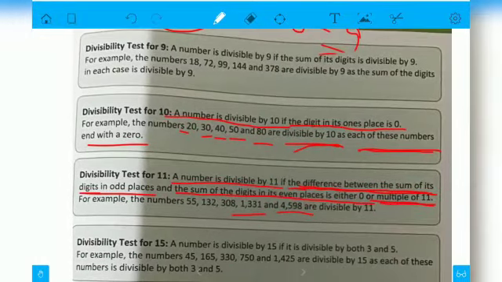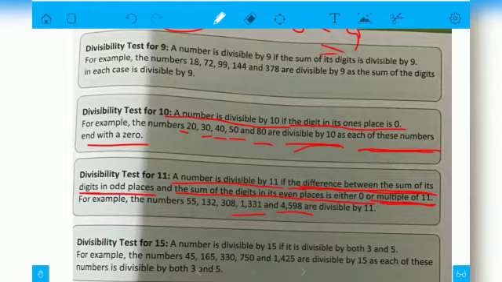Now let's come to the divisibility test for 10. It is very easy. A number is divisible by 10 if the digit in its ones place is 0. For example, numbers like 20, 30, 40, 50 and 80 are divisible by 10 as each of these numbers ends with a 0. That is why a number which has 0 in its ones place, or at the last, will be divisible by 10.